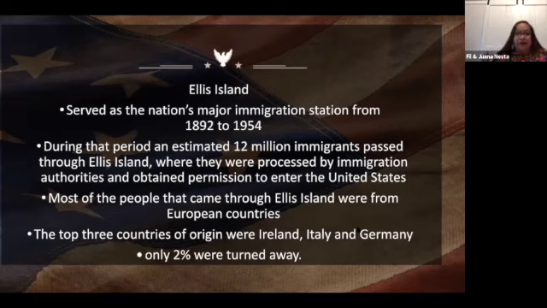Now, think about this. Most of the people that came through Ellis Island were from European countries, so there's a huge discrepancy there. The top 3 countries of origin were Ireland, Italy, and Germany, and only 2% of people that came in through Ellis Island during that whole time were turned away. So you can see the disparity there.